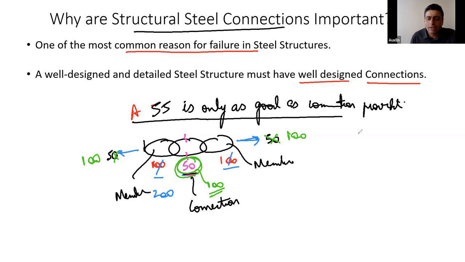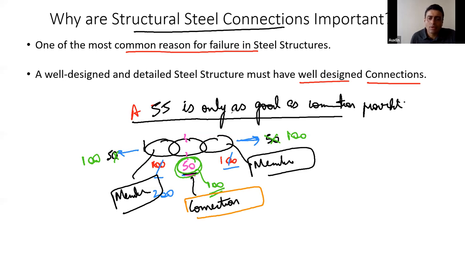Most of the times we are able to design the members quite well. Member design, we are able to do quite well, but connection design, we miss out and we end up providing connections that are improperly designed, and they affect the overall stability, strength and stiffness of your steel structure. So it's very important that a well-designed and well-detailed steel structure must have a well-designed connection. Okay.